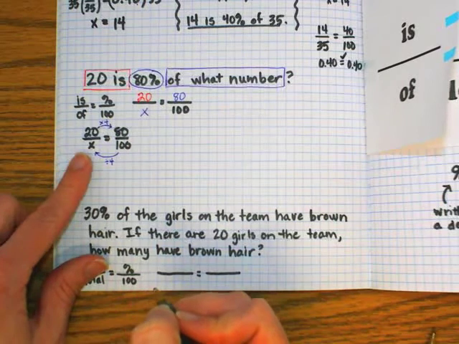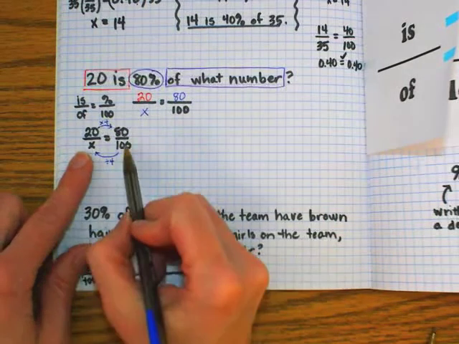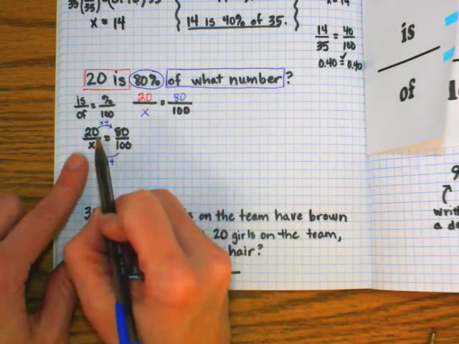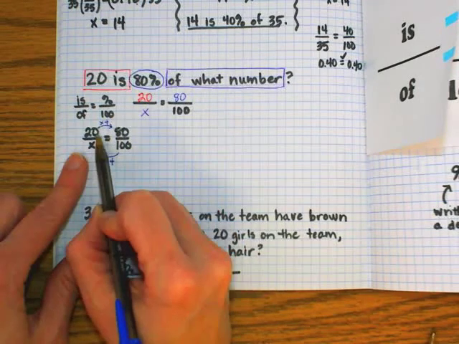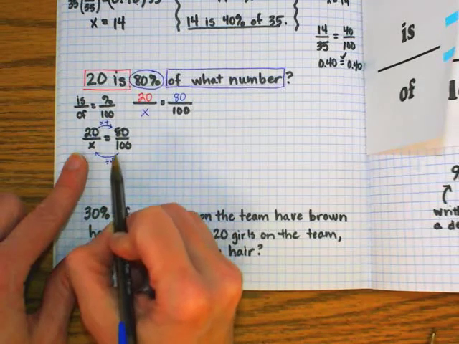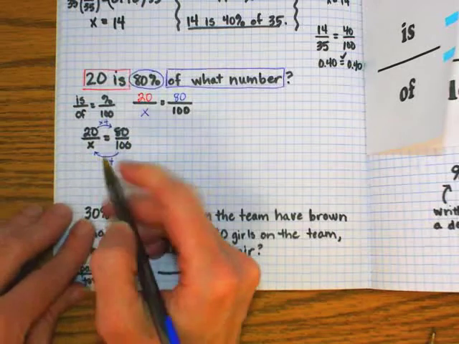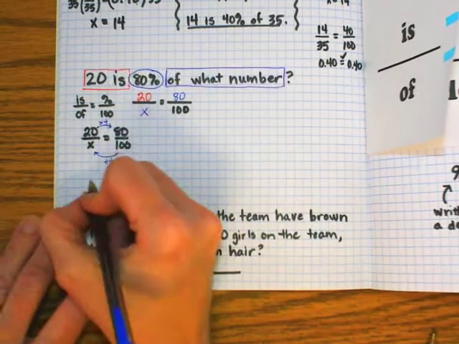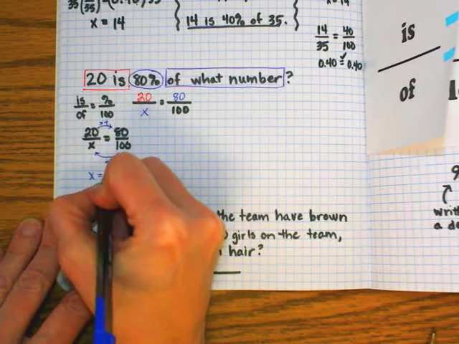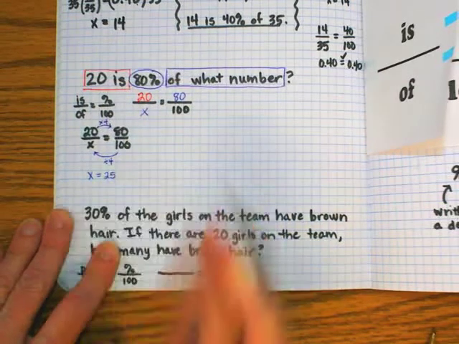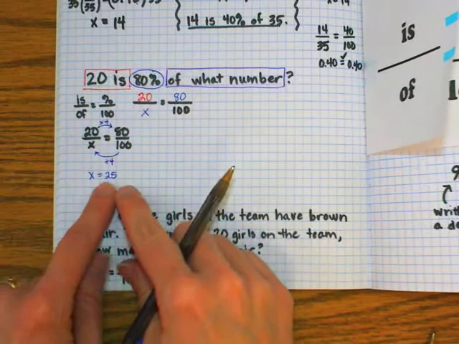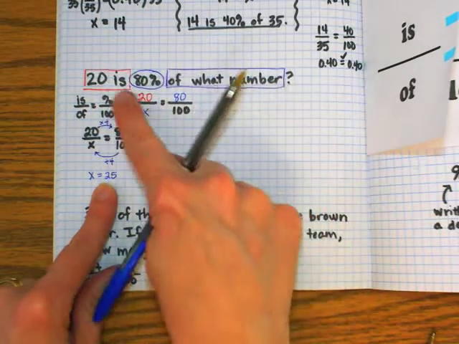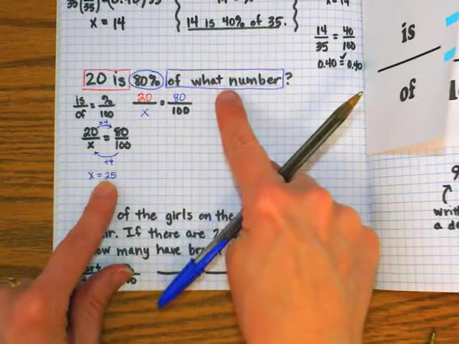So go back and rely on that proportional reasoning when the numbers play nicely with each other. So we have an obvious connection from going from 20 to 80. We can use that connection to go backwards from 100 to our x value. 100 divided by 4 is 25. So our solution here is x equals 25, and to put that in the context of the problem, 20 is 80% of 25.